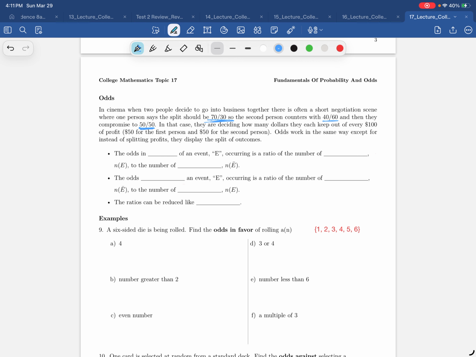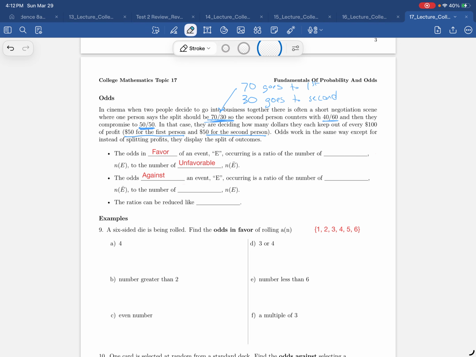And in a case like that, when they decide 50-50, what that means is they're saying how many dollars out of every 100 the first person and the second person will keep. In the case of 50-50, it would mean that out of every $100, 50 goes to the first person and 50 goes to the second person. If they went with 70-30, that means that out of every $100, 70 goes to the first person and $30 goes to the second. So in a case like this, you would want to be the first person. You'd say, hey, I'm more important. I get 70 and you get 30.